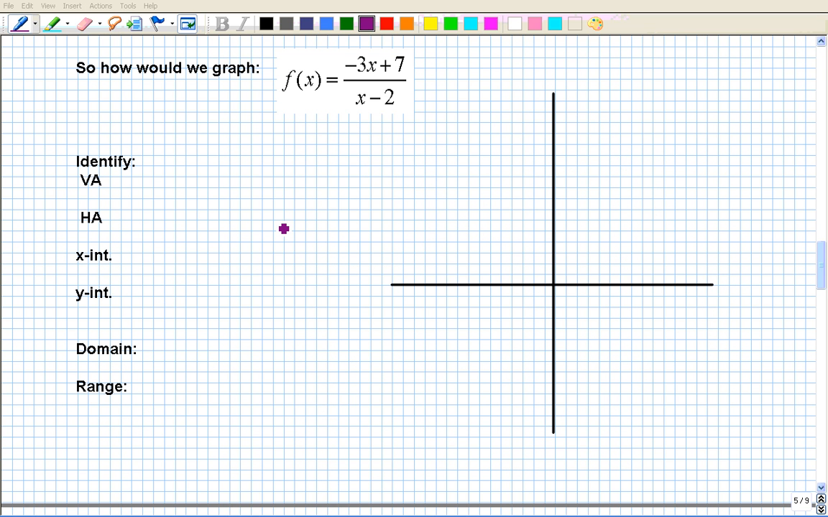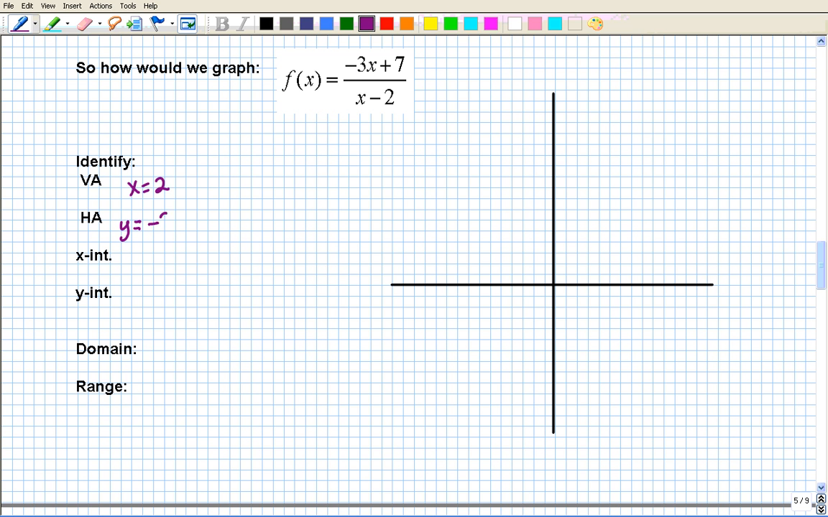Let's practice graphing the same function that we've been using. So we need to identify all of the parts first. For the vertical asymptote, remember that's where the denominator is equal to 0. So if I set that equal to 0 and solve, I'll get that x equals 2. For the horizontal asymptote, here my degrees are equal. So if they're equal, I divide the leading coefficients.